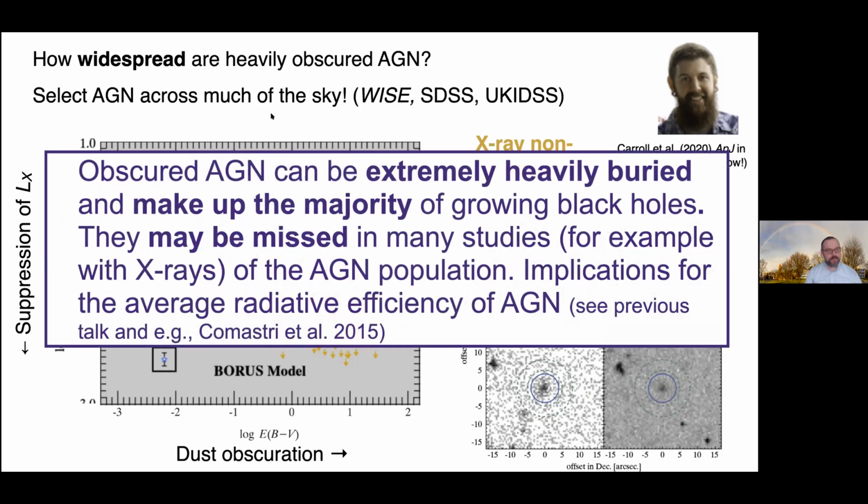Okay, so the takeaway, there's obviously a lot of other people working on this topic, but the takeaway is that obscured AGN can be extremely heavily buried. And in fact, I think we're going to have another talk by Lambrides later in this session that will show some really interesting work in this topic in the Chandra Deep Field South. But the main takeaway is that they can be extremely heavily buried and make up the majority of growing black holes, and they may be missed in many studies. And I just want to highlight here again the point that Tanima raised, which is this has an impact on the average radiative efficiency of AGN, because if there are these missing objects, you add them in, that then affects the overall radiative efficiency.